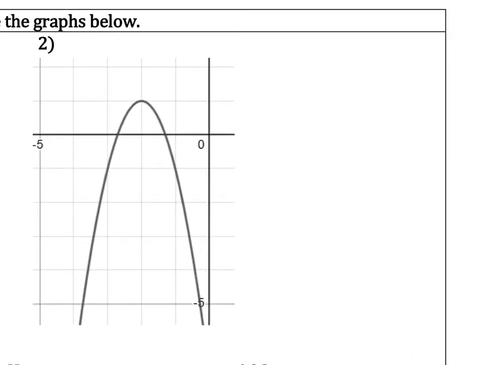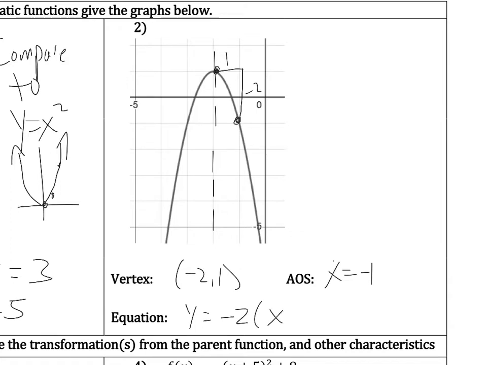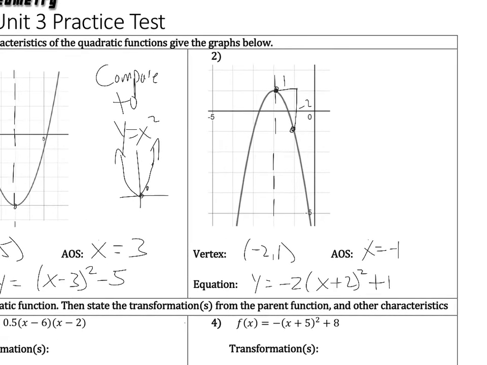All right, so here we have a vertex at, looks like, (-2, 1). So the axis of symmetry goes through that there, and the axis of symmetry is at x equals -1. The equation here, now this one, notice this is going right 1, down 2, so it's going down 2. So that means our equation is going to be -2 times (x, now we're going left, so it's going to be plus 2) squared, and up 1, plus 1. That's where that comes from.